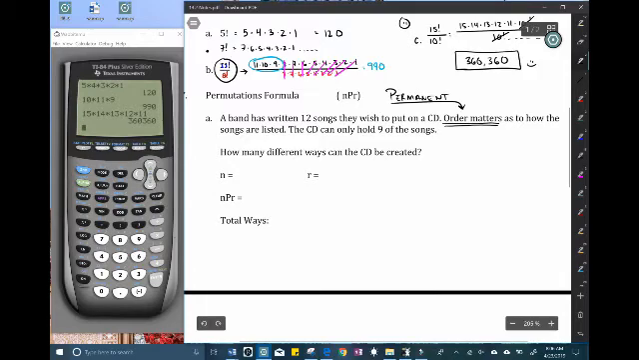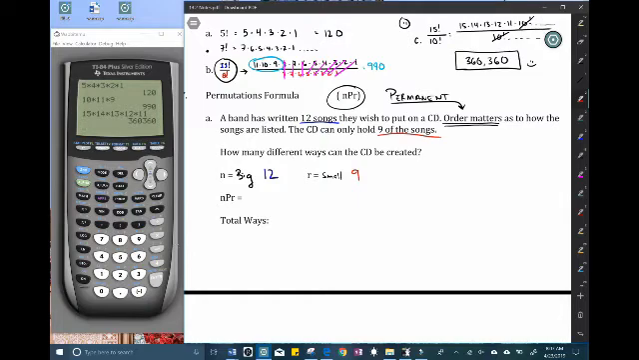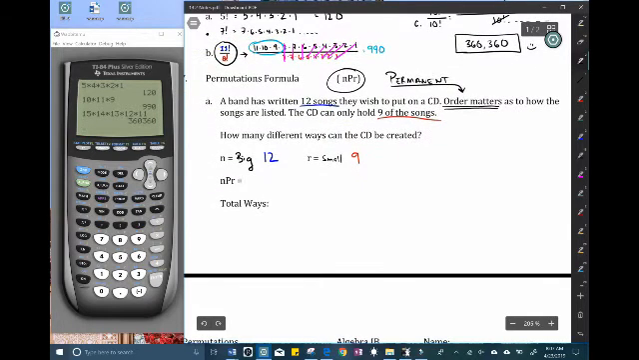Okay, nPr, that's what we're going to be using here. n is always the bigger number, and the bigger number we have is 12 total songs to pick from. r is always going to be the smaller number, or the same number, and we're picking 9 of those songs. So we have 12 things, we're picking 9 of them. Order matters. nPr, so the number of things is 12, we want to permute those, and 9. So 12P9.